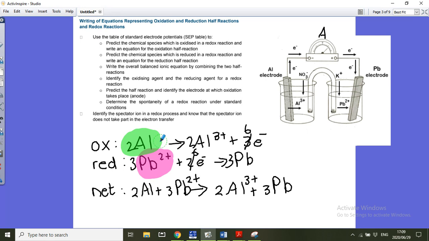Once we have our reactions, we can go back and get our E naught value. So our cell potential will tell us whether the reaction is spontaneous or not. And if you go and work this out, you will see that it is spontaneous.